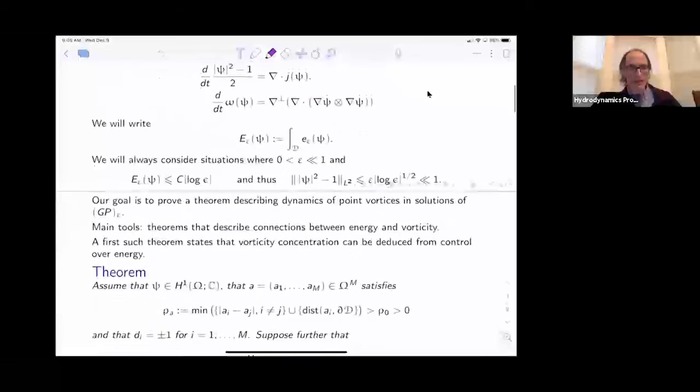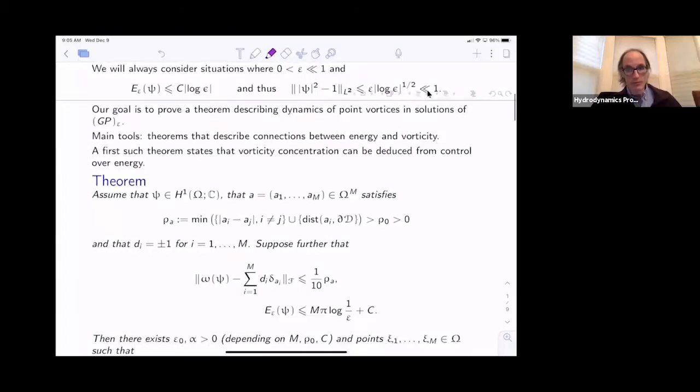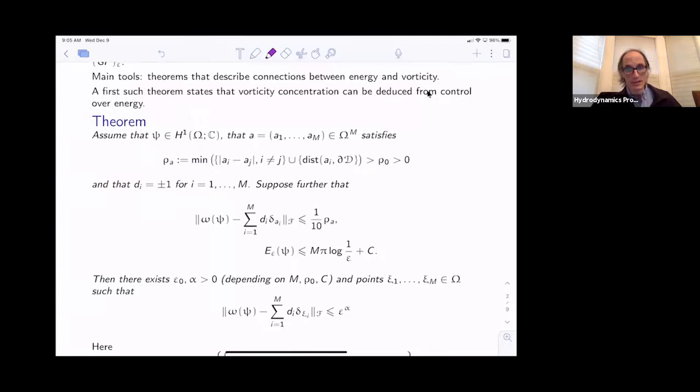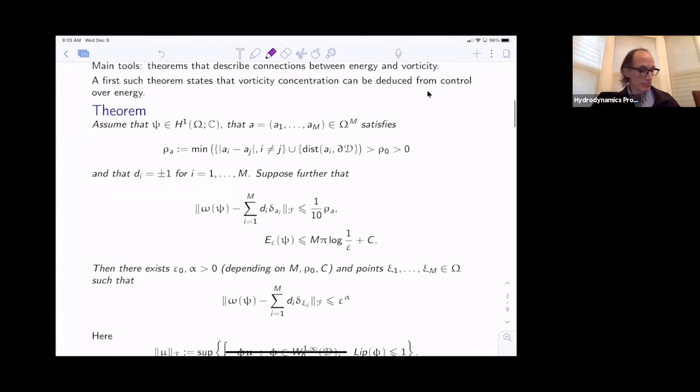Our goal is to prove a theorem about the dynamics of point vortices. I'll state the theorem later today. We have this first theorem about vorticity concentration. The conclusion is that under reasonable hypotheses, which will hold in particular when we study the Gross-Pitaevskii equation, we will be able to find points c1 up to cm such that the vorticity is very sharply concentrated around those points. What this conclusion means is that the set where the modulus is less than a half is contained in a bunch of balls whose radii add up to order epsilon to the alpha.